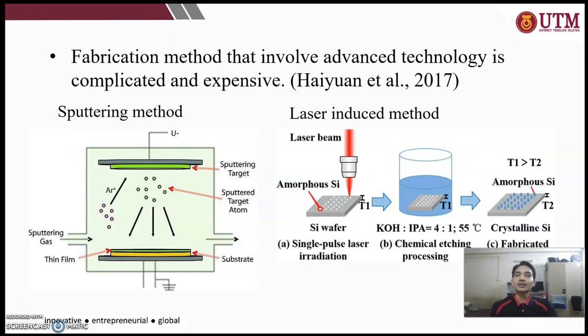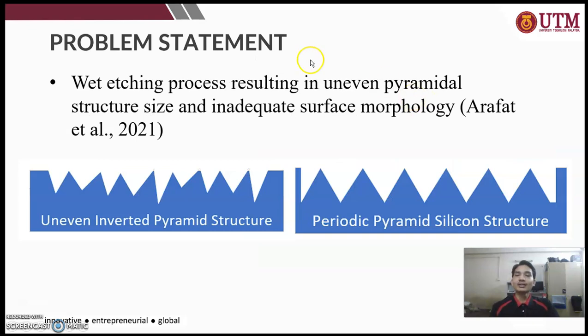And the second problem is that fabrication methods that involve advanced technology are complicated and expensive. For example, fabrication methods involving sputtering, depositing a metal layer, and laser-induced methods are not cost efficient, complicated, and not suitable for mass production of textured silicon. But simple and cost-effective methods like the etching process result in uneven pyramidal structure size and inadequate surface morphology like this figure. Thus, we need to improve the wet etching method to get smooth, uniform, and low reflectance inverted pyramid silicon structure like this figure.